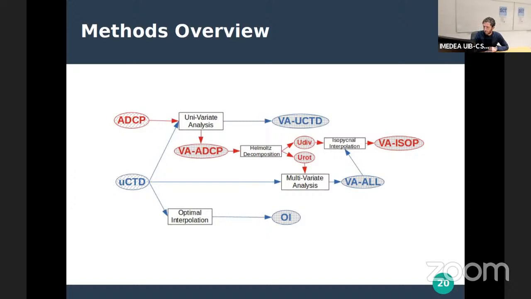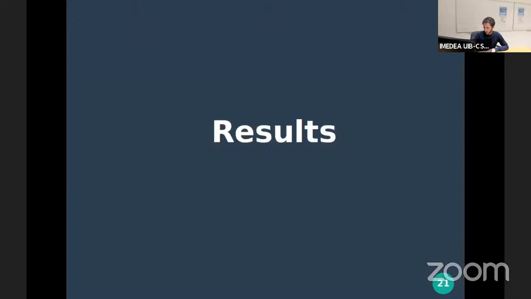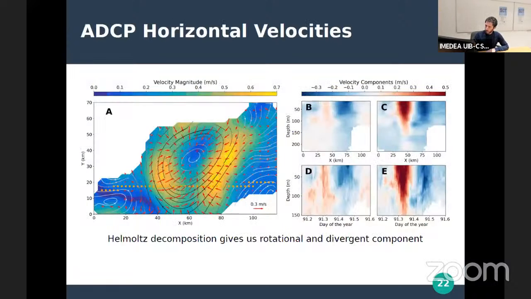Maybe I'm going to talk about this in the next slide, but the ADCP velocity has been decomposed into the two components, the rotational and the divergent one. The rotational was used for the constraint, and the divergent for the along-isopycnal vertical velocity estimation that I talked about in the previous slide. So let's start with some results, and let's start with the ADCP.